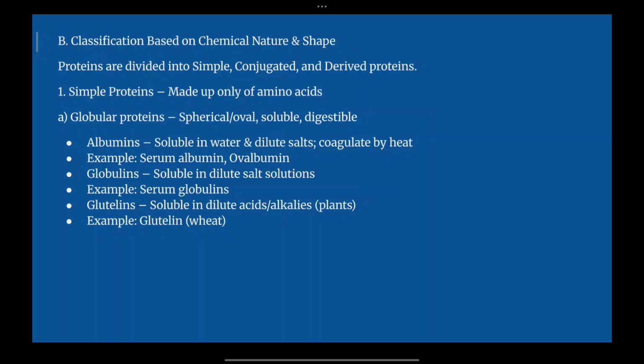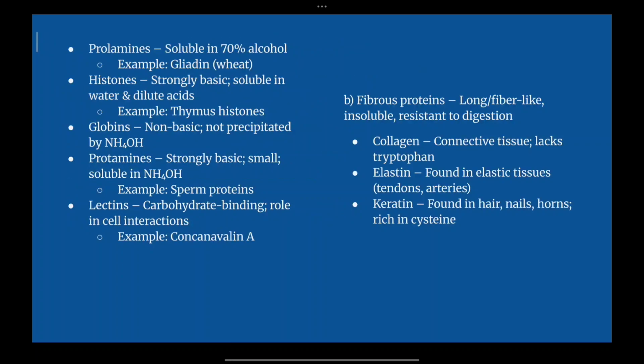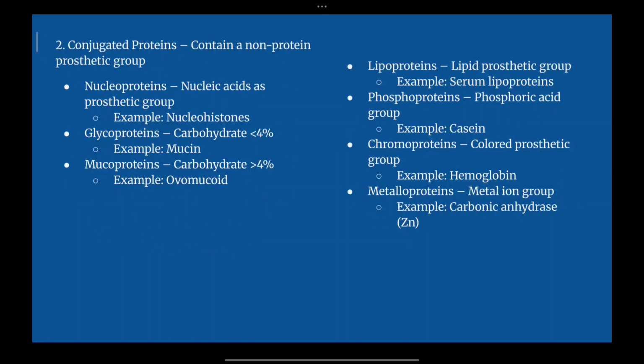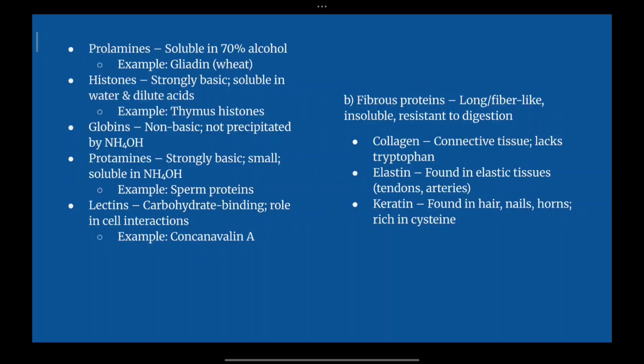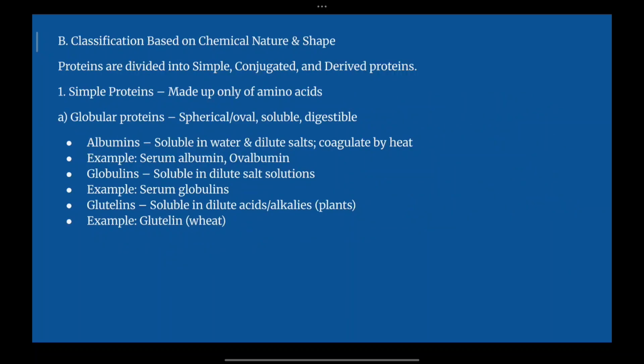The classification based on chemical nature and shape is the second type of classification for the proteins. Here the proteins are divided into simple, conjugated, and derived proteins. Simple proteins are made up of only amino acids. Under simple proteins, you can further divide into 2 types, which are globular proteins and fibrous proteins. Globular proteins are spherical or oval shaped. They are soluble and digestible.